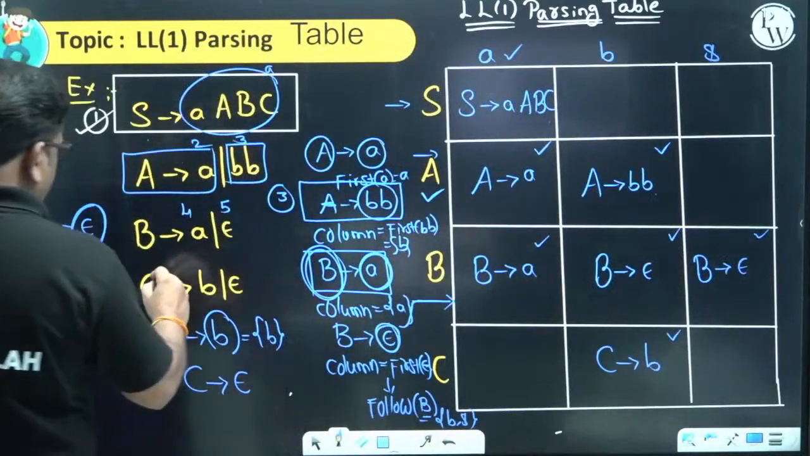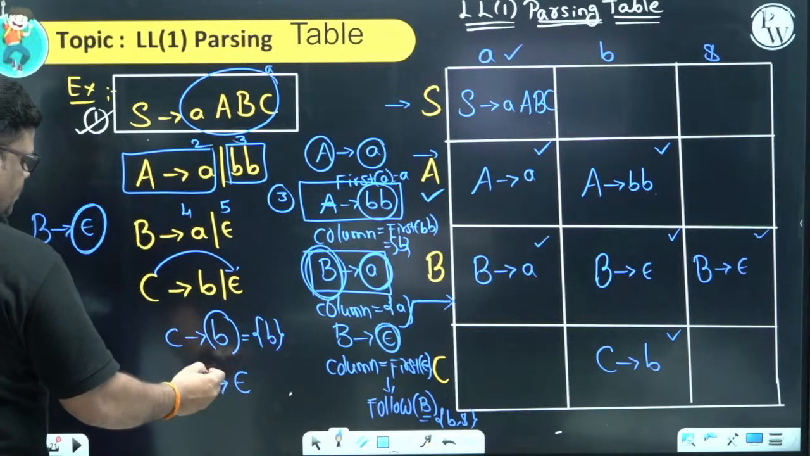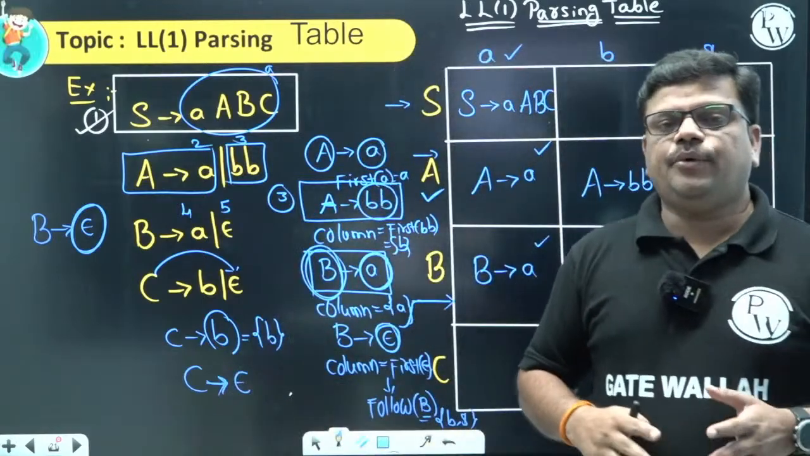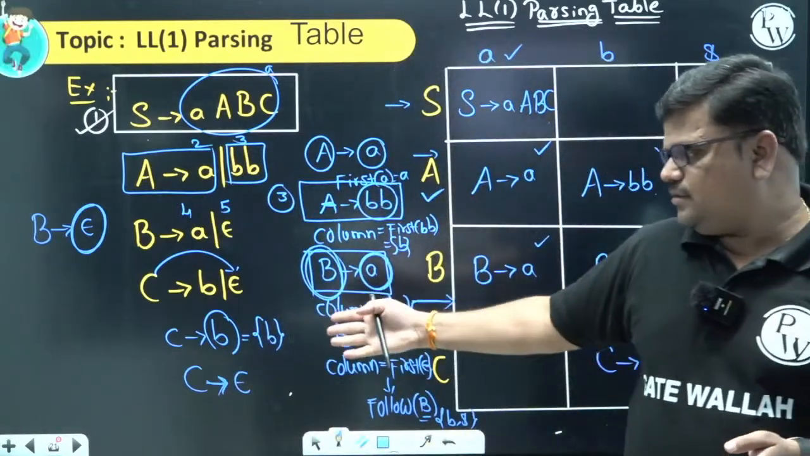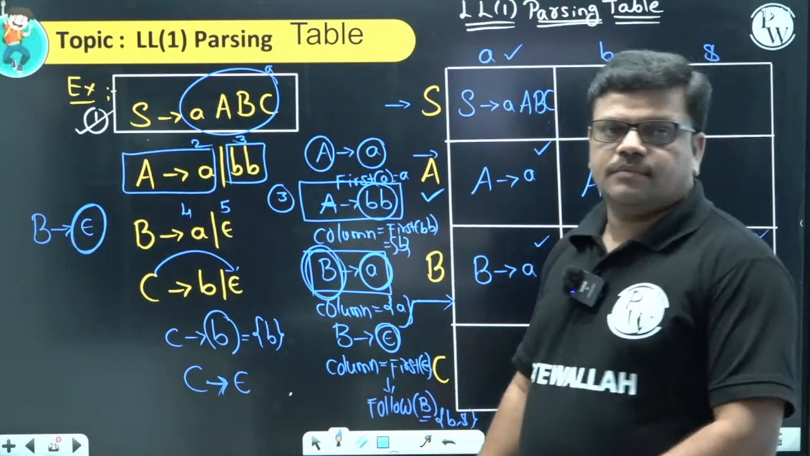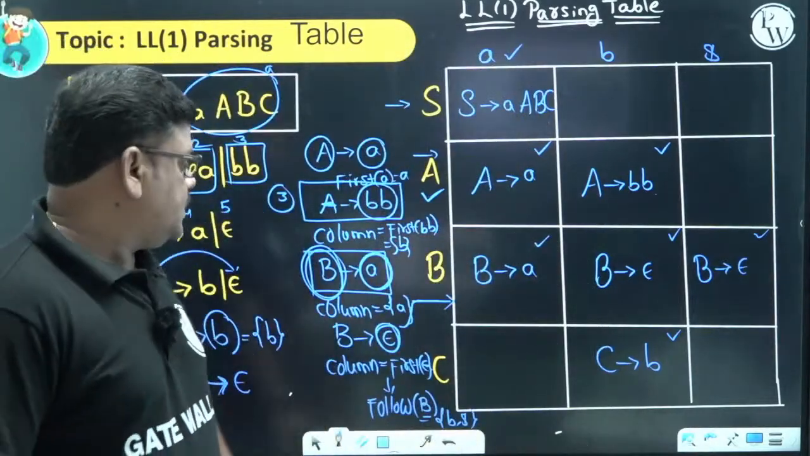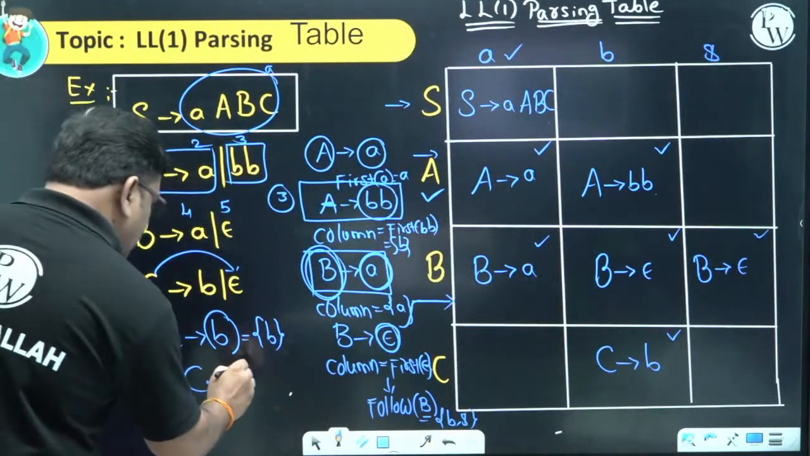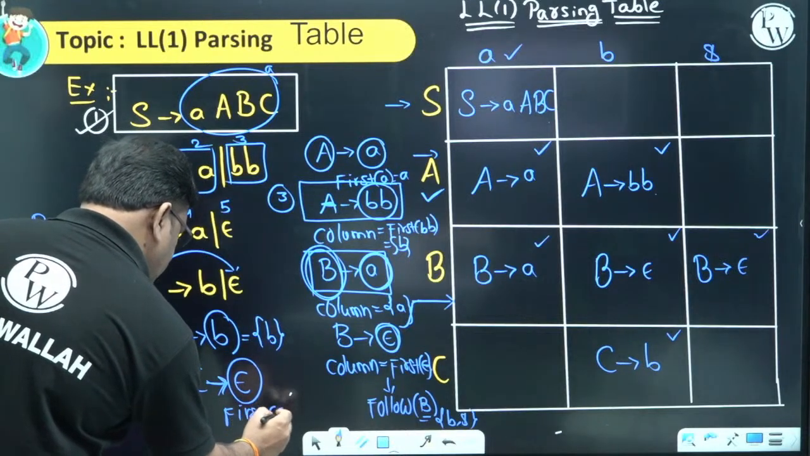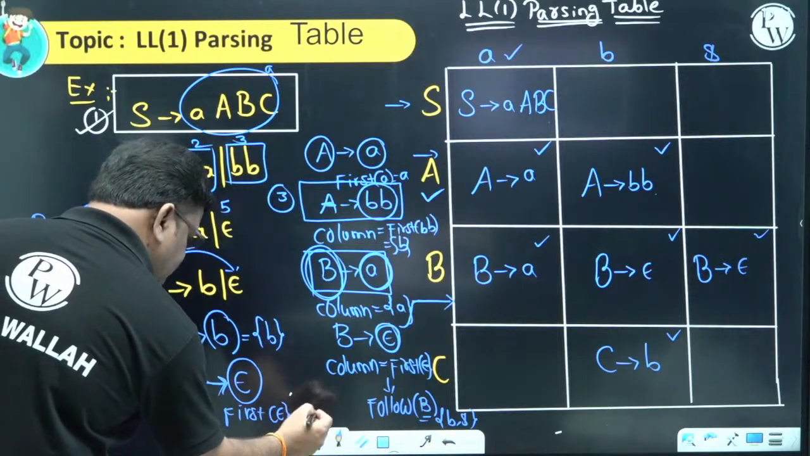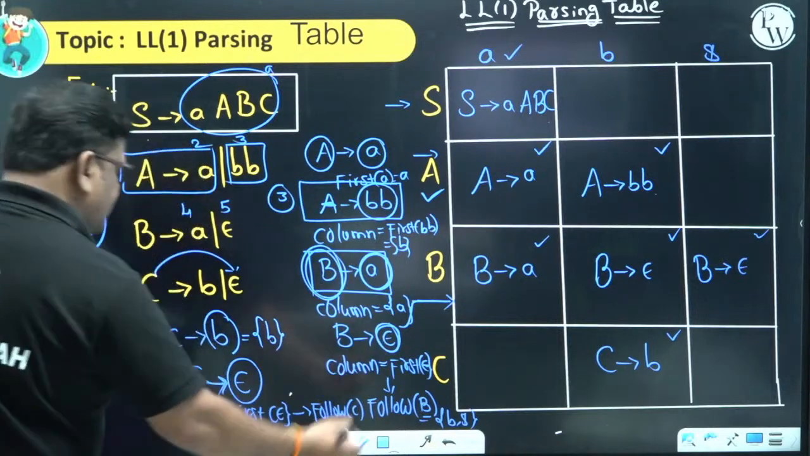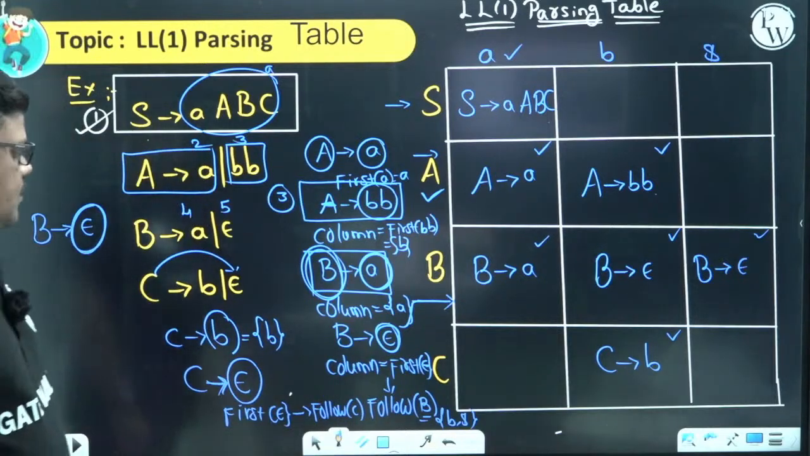So this production, C derives epsilon. In order to place this in the table, we need to identify rows and columns. Row is non-terminal C, so the row is clear. What about the column here? The column will be identified based on right hand side first. So first of epsilon. Whenever we get epsilon, then take follow of C. Follow of capital C is used in order to identify the columns for that one.